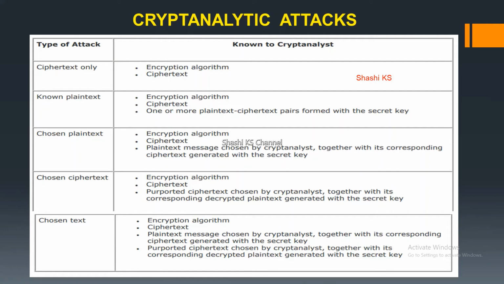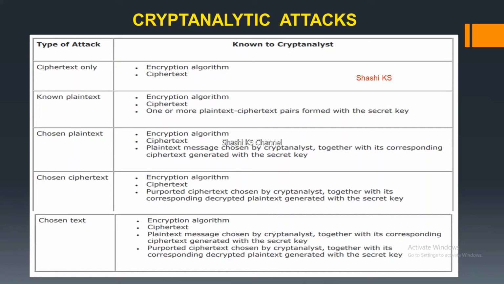The next one is the chosen plaintext attack. In the case of a chosen plaintext attack, the plaintext message chosen by the cryptanalyst will be somehow injected into the system, together with the corresponding ciphertext generated with the secret key. So with that, by having this chosen plaintext, the attacker will try to find out what type of ciphertext it is producing, and by that he may try to deduce patterns and the secret key.